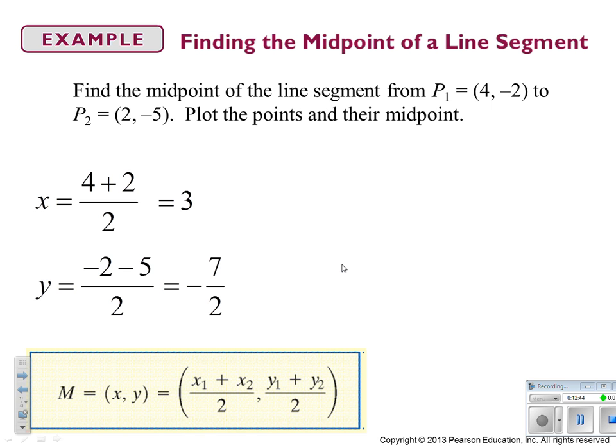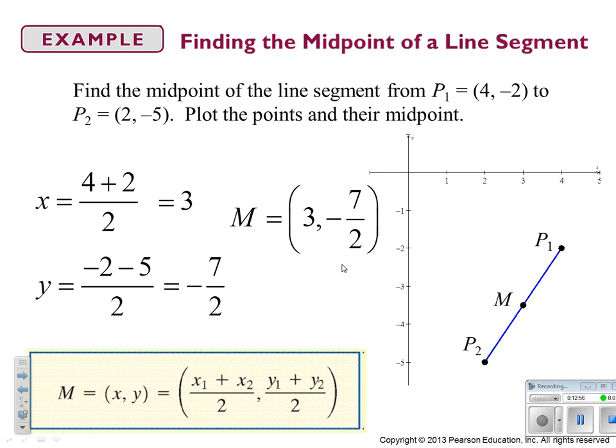This is -2 minus 5, which ends up giving us -7/2. 4 plus 2 is 6, divided by 2 is 3. They wrote it as a fraction here. I personally like writing it as a decimal, especially if you're graphing it on their graph. I want to plot that point, and I have trouble plotting -7/2. I would rather plot -3.5.